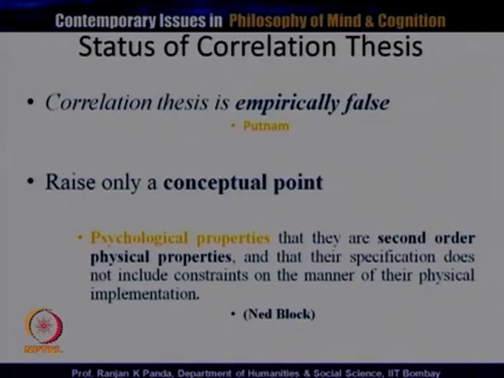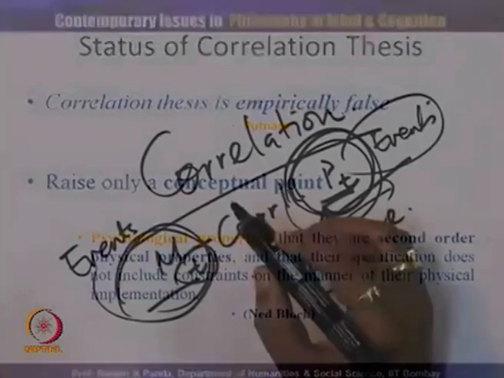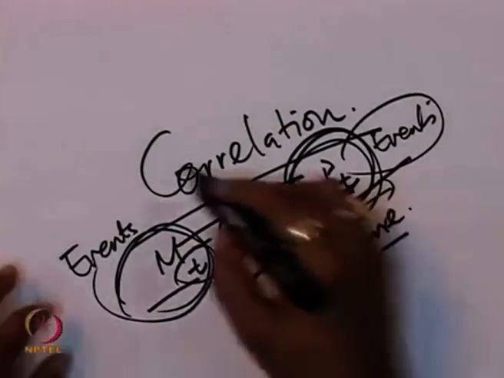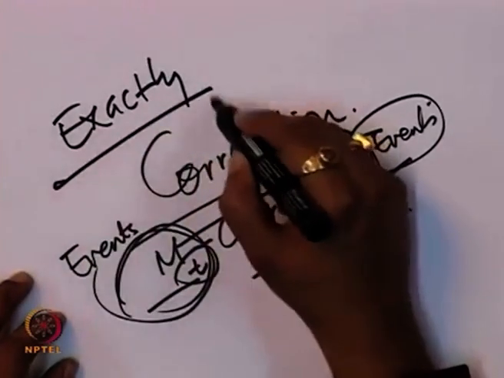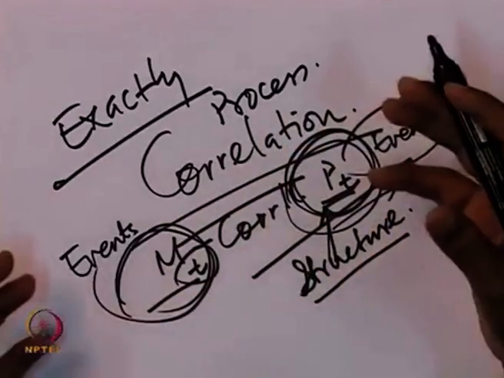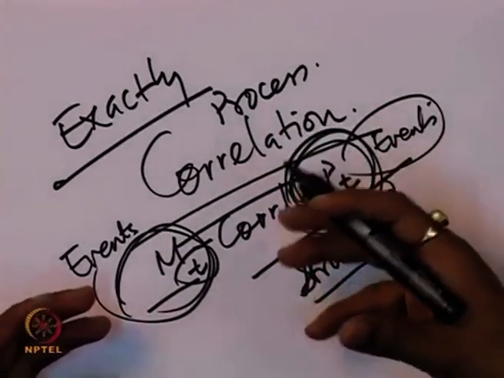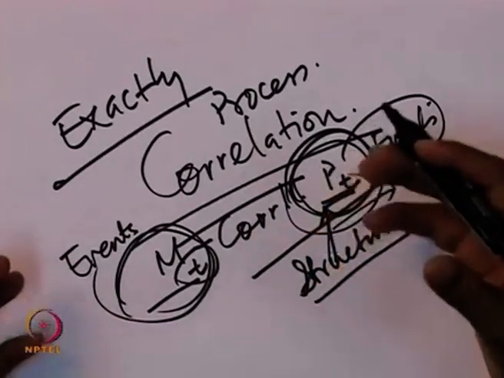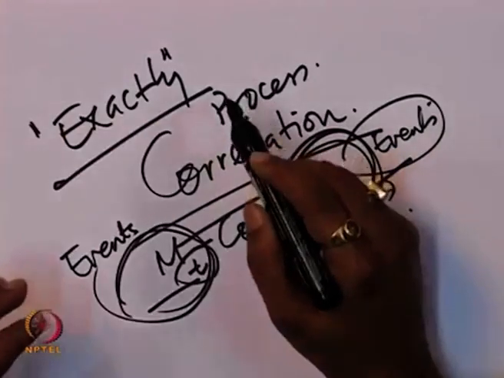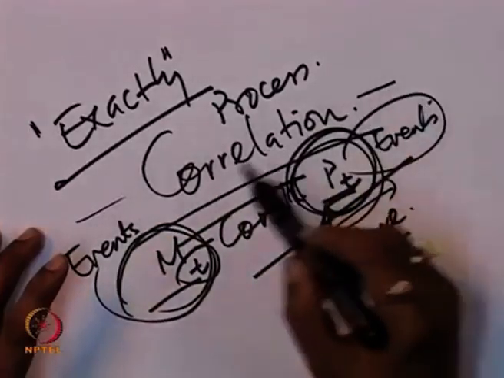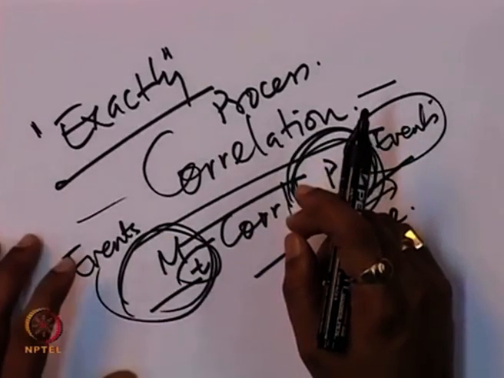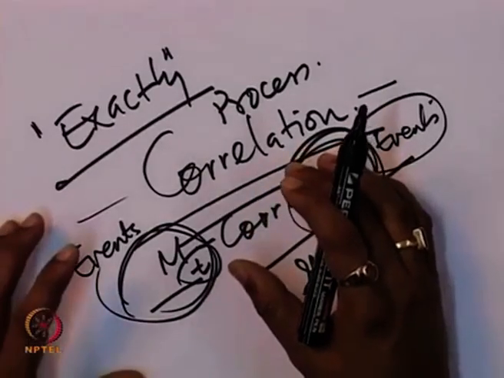It is empirically false because we do not have, as Searle says, we are yet to find out exactly what the process is that causes consciousness, what exactly are the neurobiological or neurophysiological processes in the brain that are causing consciousness. Once we find that out, then probably such a correlation is possible. In fact, a causal correlation is possible. Since we do not have exact information or evidence of that kind, hence it is empirically false. So, Putnam is suggesting that the correlation thesis is empirically false.